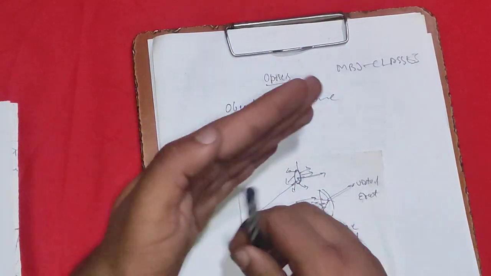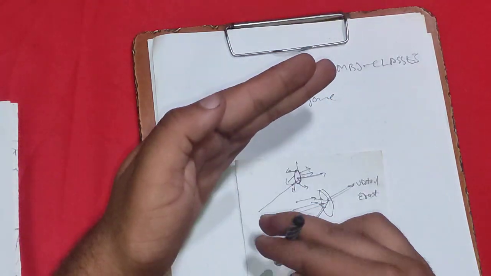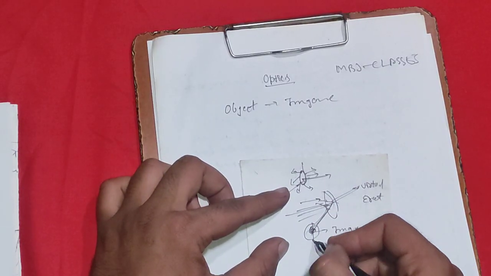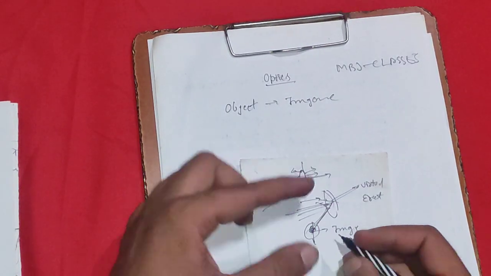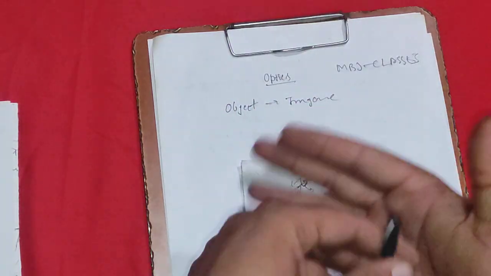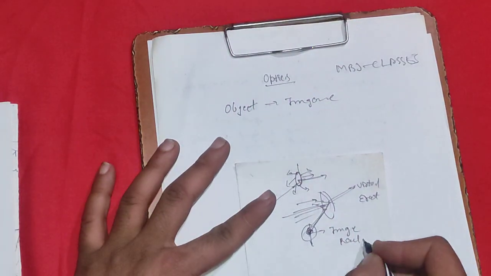And the real image is always inverted. It becomes inverted because, for example, this is the ray inverted. Now this is the inverted image, always inverted. And we see it, for example, on the screen, like in the film city. This is always inverted.